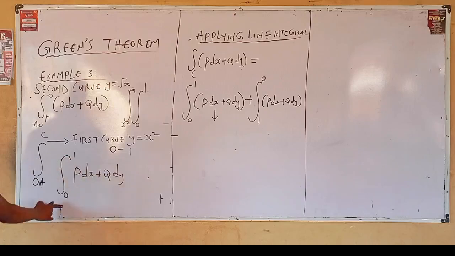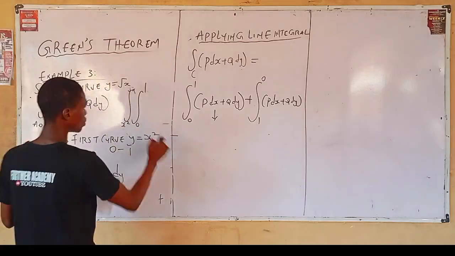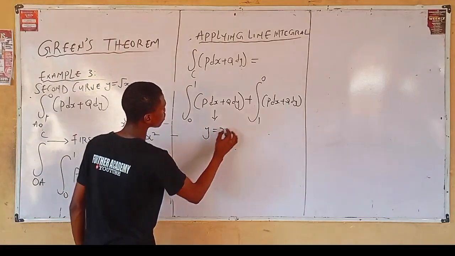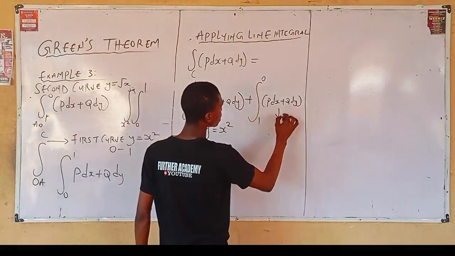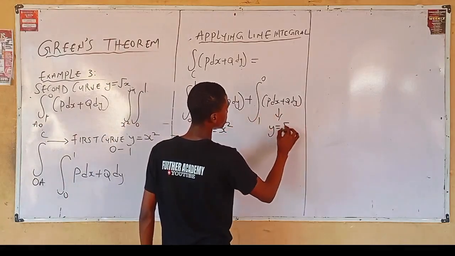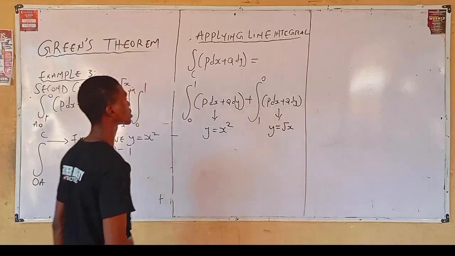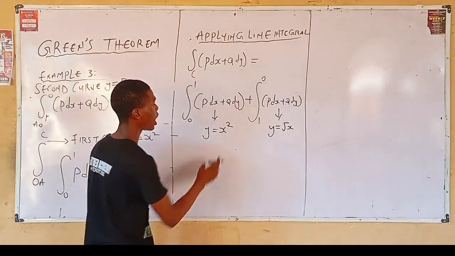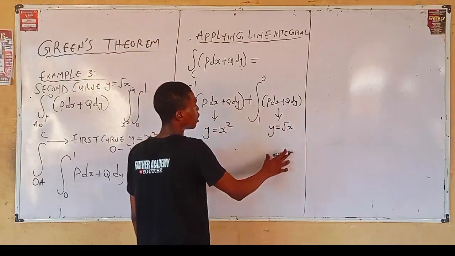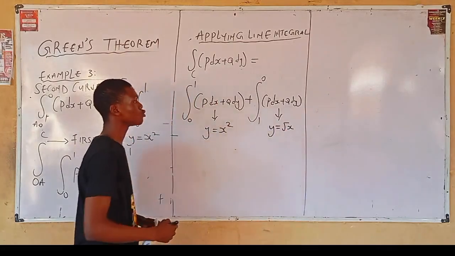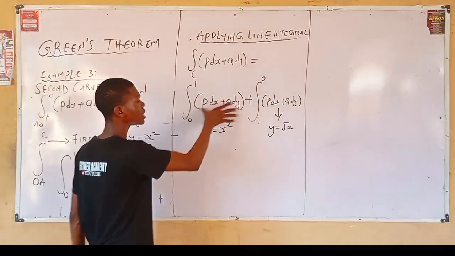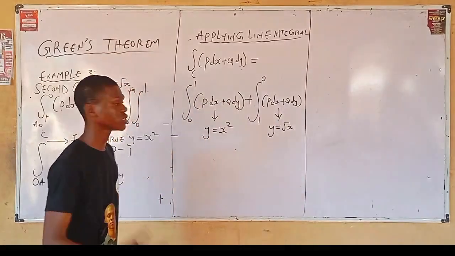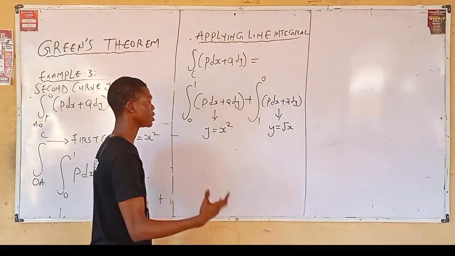I'm implementing it for the first curve, meaning when y is equal to x squared. Then the second one, I'm implementing it for when y is equal to the square root of x. Now from here, just like the way we've done previously, I know the function of y, and to get the derivatives present in the line integral formula, just differentiate whatever function has been given.